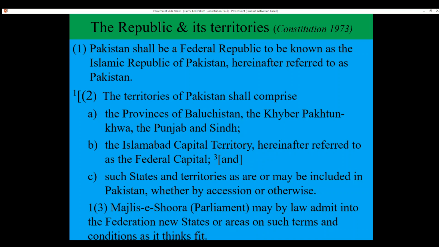And it is also declared in Article 1 as well, the Majlis-e-Shura (Parliament) may by law admit into the Federation new states or areas on such terms and conditions as it thinks fit.